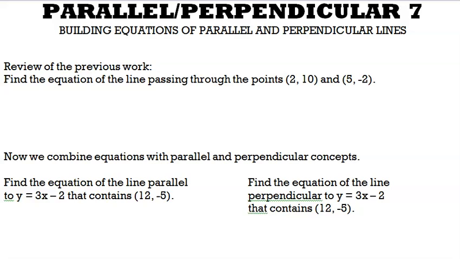All right, thanks for watching. We're going to do parallel and perpendicular lesson number 7. That would be the last lesson of this particular unit.